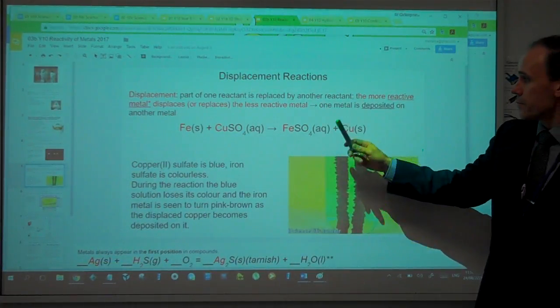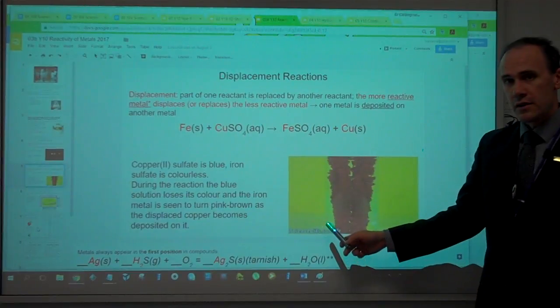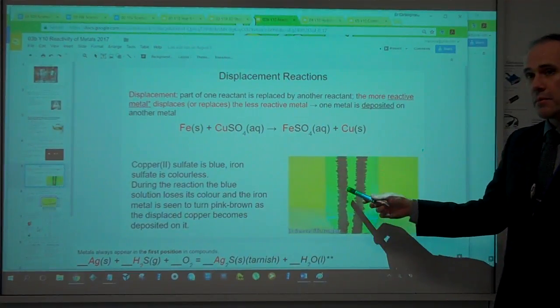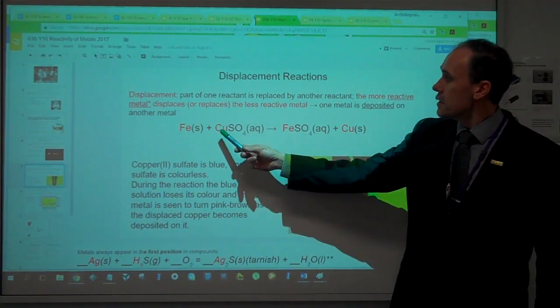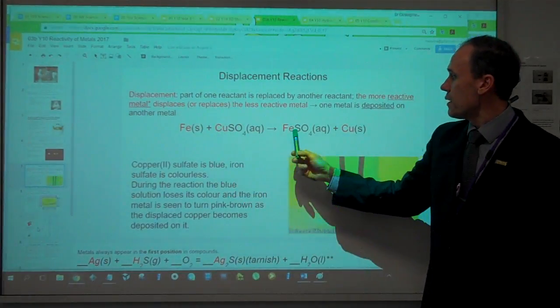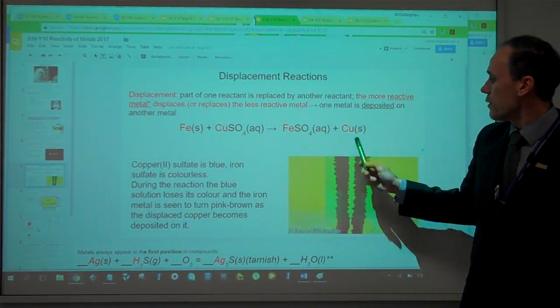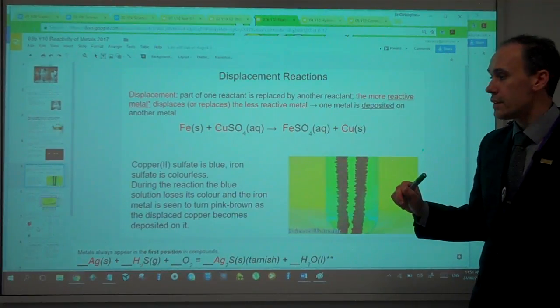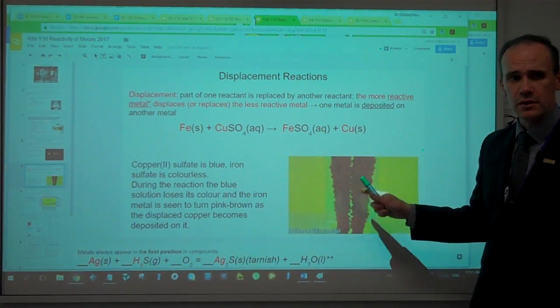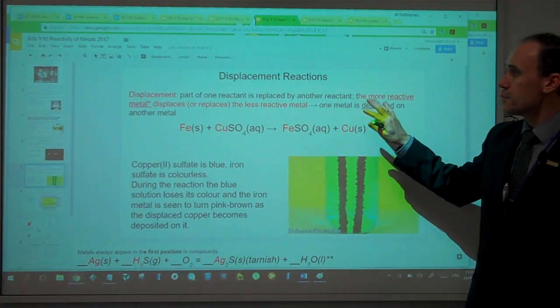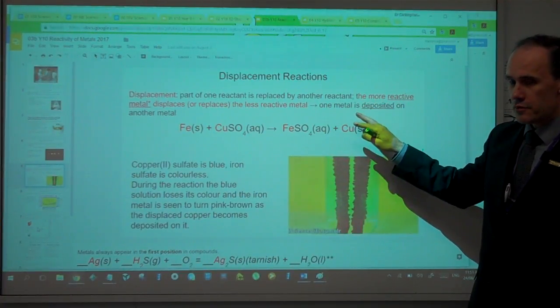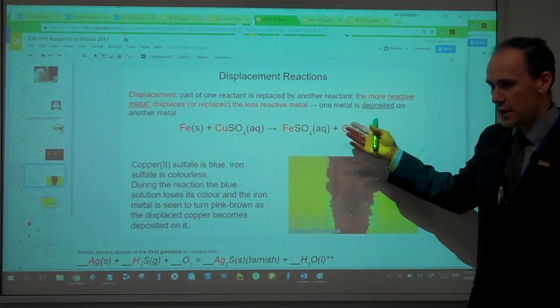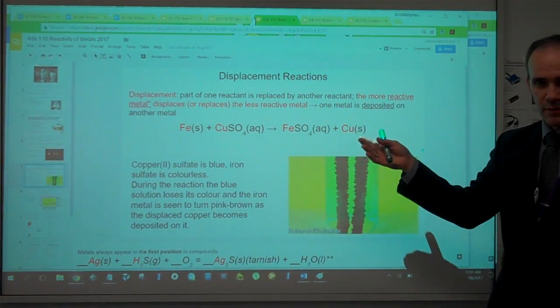And the example we have of that is exactly that equation. Copper sulfate is green, and then you put an iron metal into it, and the iron displaces the copper, and the copper forms as a solid around that iron nail. And that's what's happening there. Any questions at this stage? So those are displacement reactions. What type of reactions are they? Displacement reactions. Yeah, that's their name.